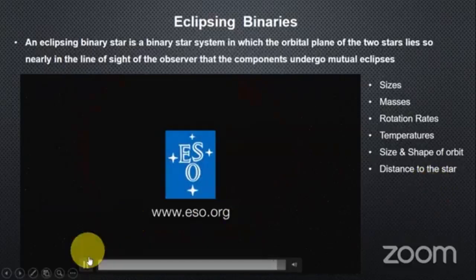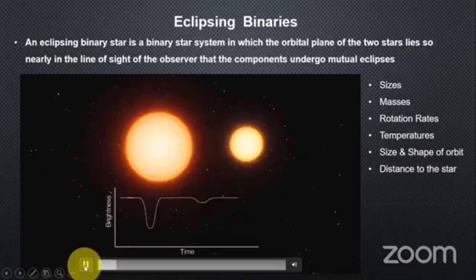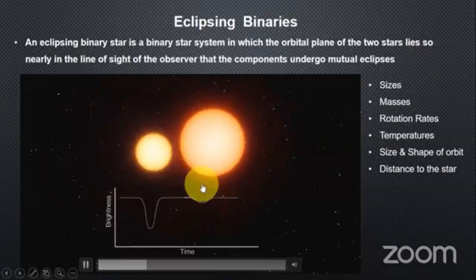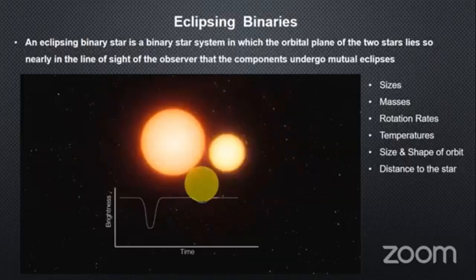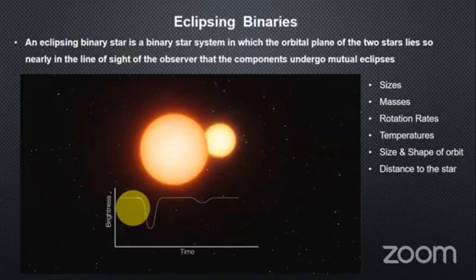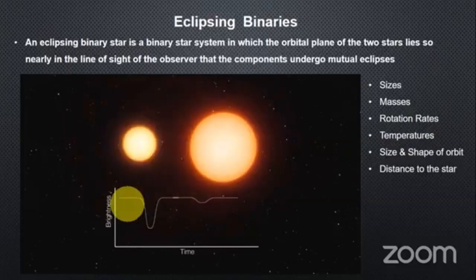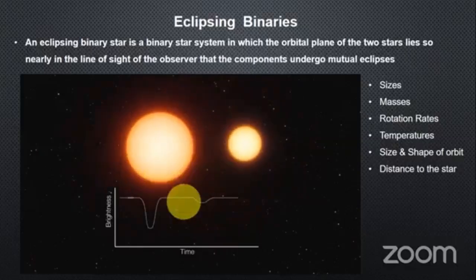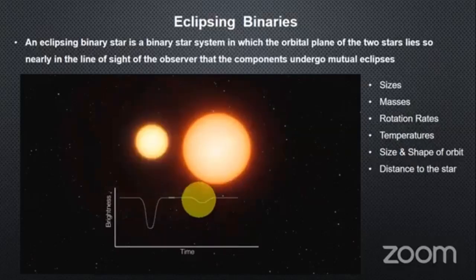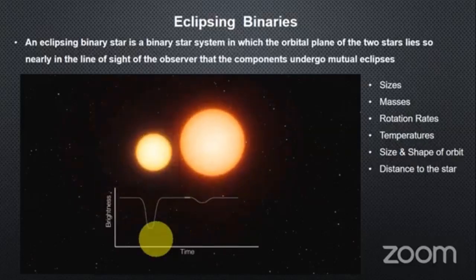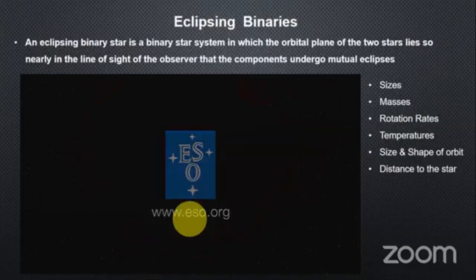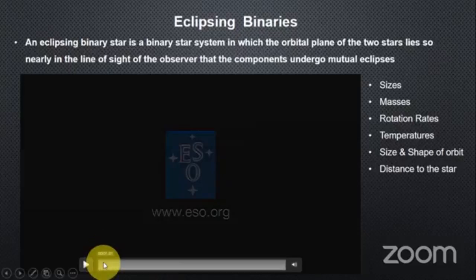So here you see the two stars orbiting each other. This one goes behind it. This one eclipses it. You can't see it at the moment. The other time, it comes out again. Here, it creates a light curve. When the smaller one goes behind, this huge dip in the light curve is created. Once the bigger one goes behind, this small dip is created. That is how we know eclipsing binaries. They're always causing dips in their light curve.